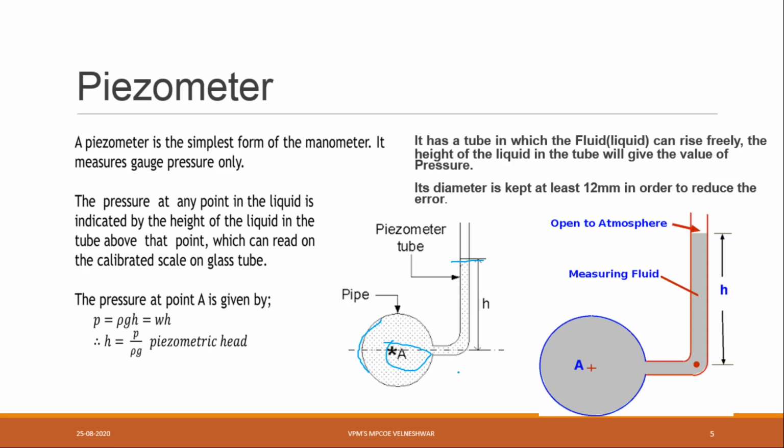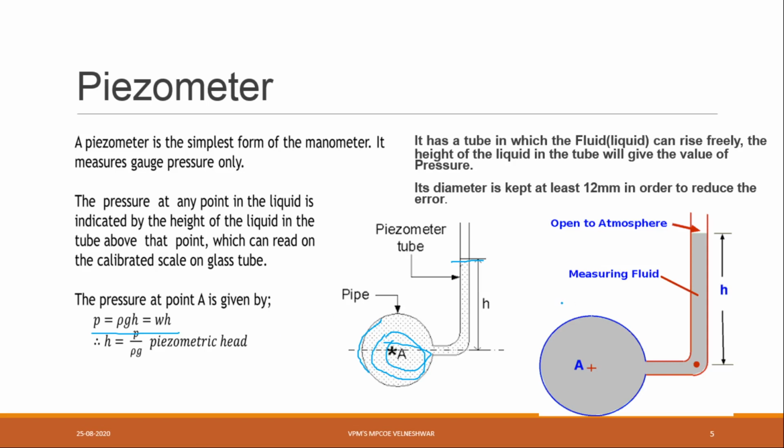on the glass tube. Suppose this is my center axis line; from here to here I have to calculate the height. The pressure at point A is given by P equals rho g h, where rho is the density of the liquid, g is the acceleration due to gravity, and h is the height. In our previous sums we took P equals rho g z, but here the formula changes to h.